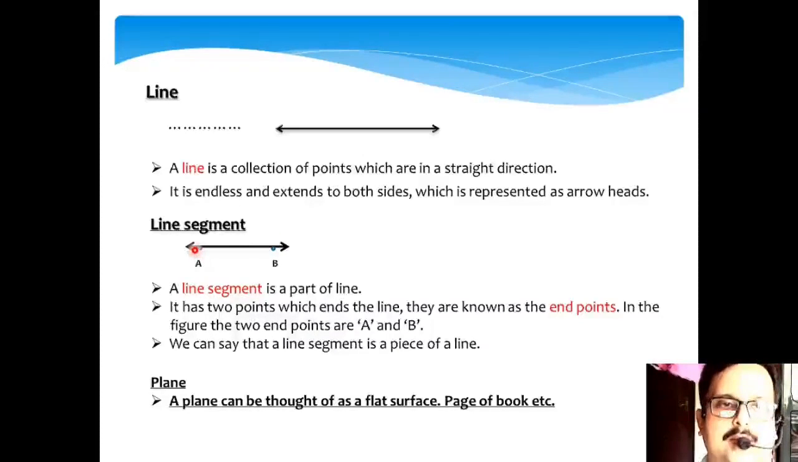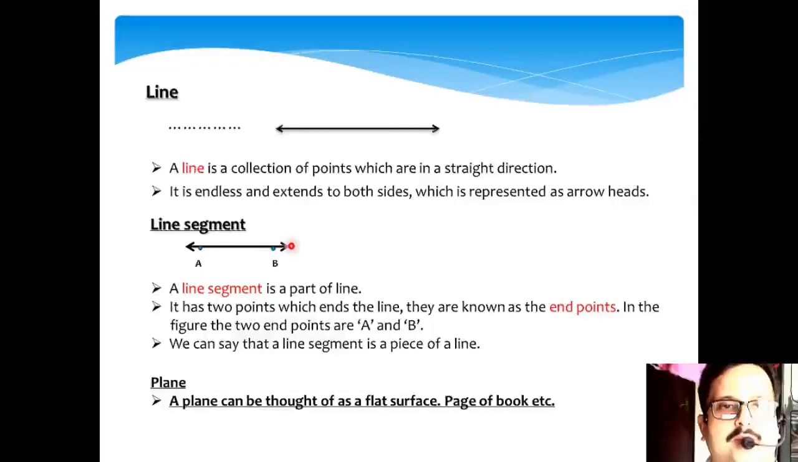So a line segment is a part of a line. It has two points A and B, and these two points are known as the endpoints. In the figure, A and B are the two endpoints of the line segment. The third point we have already discussed: a line segment is a piece of a line or a part of a big line.